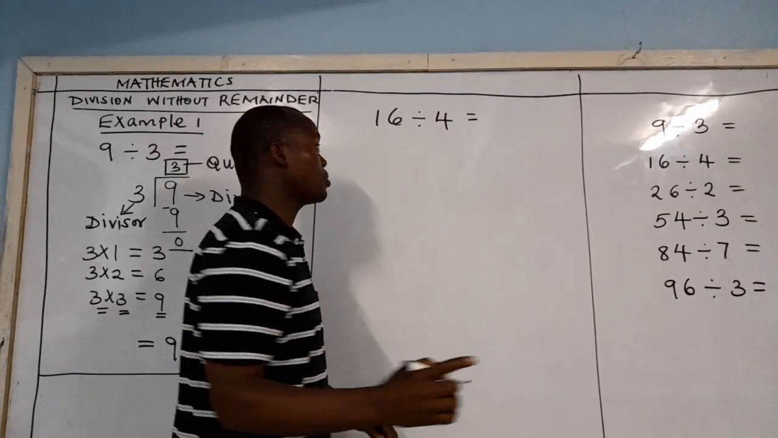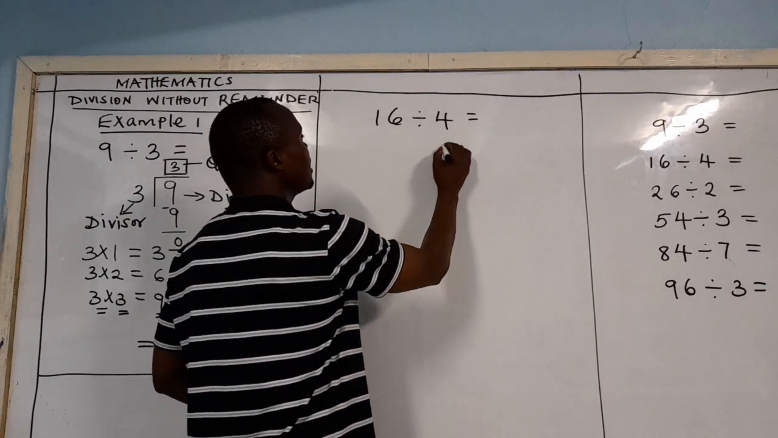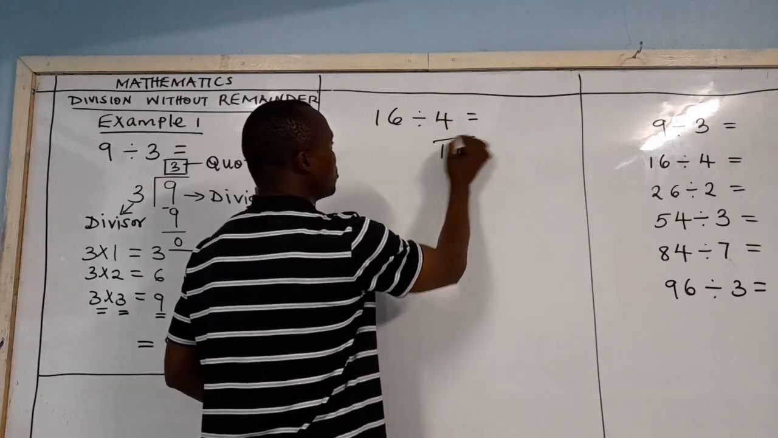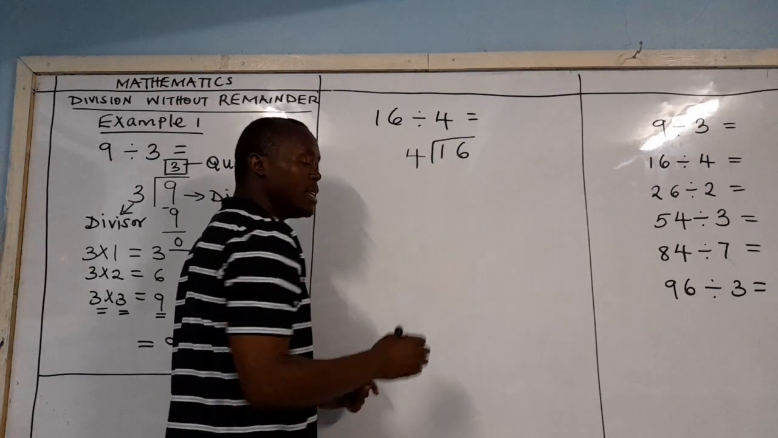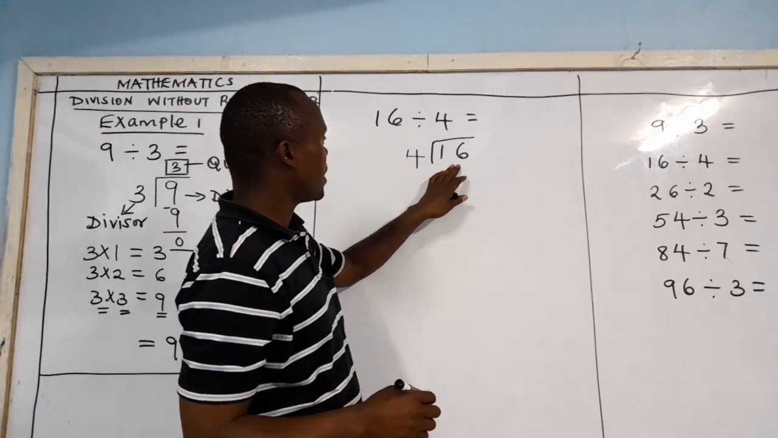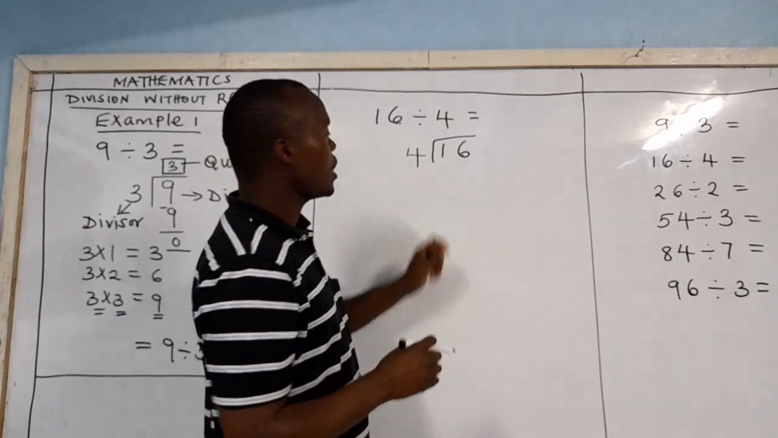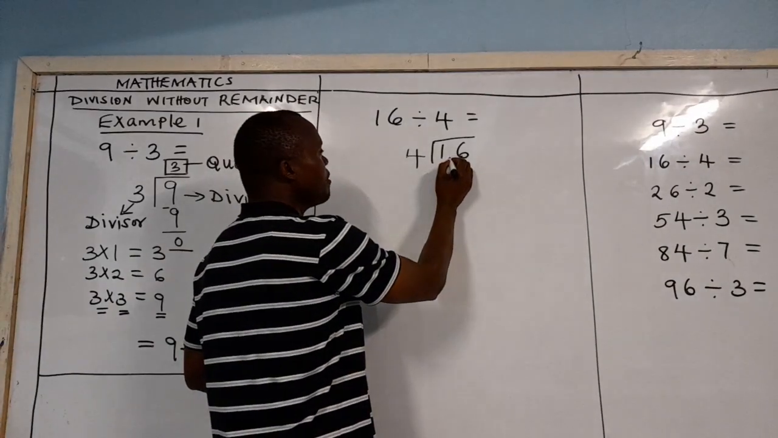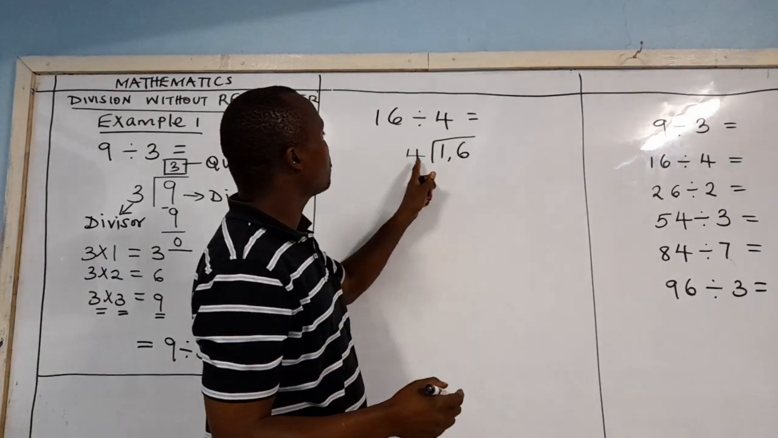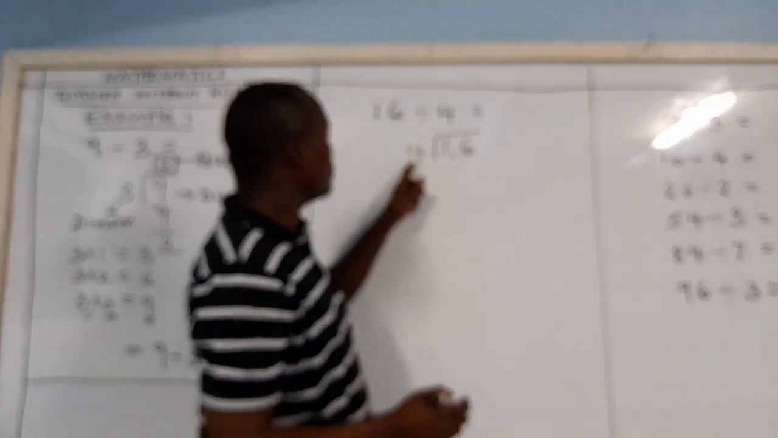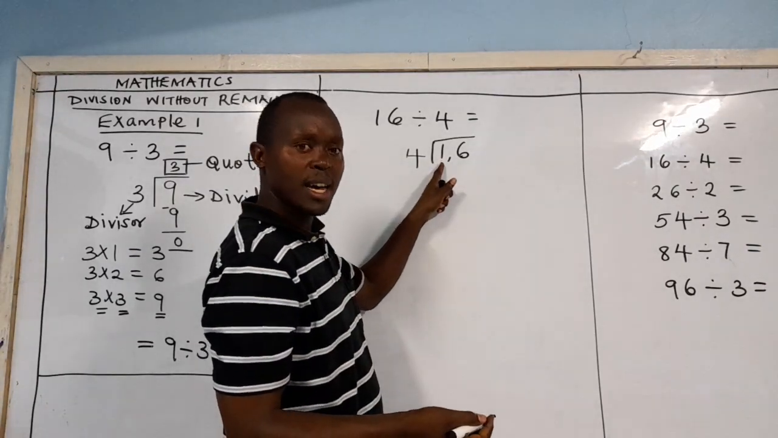We'll proceed to the next question, which is 16 divided by 4 is equal to. One thing I would like you to do every day when dividing questions like this is to write them as a long division method. You will notice that this is a 2-digit number divided by a 1-digit number. In this case, we consider the first digit, which is 1. Ask yourself, can 4 go into 1? 4 is our divisor. Can it really go into 1? And the answer is no.